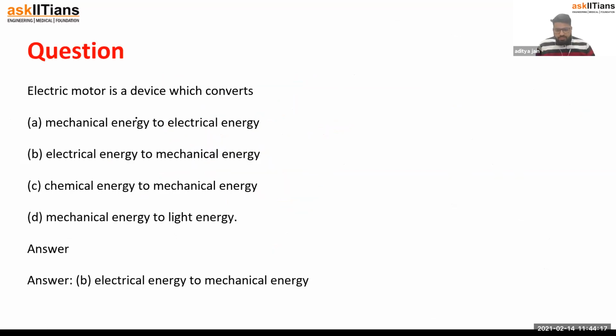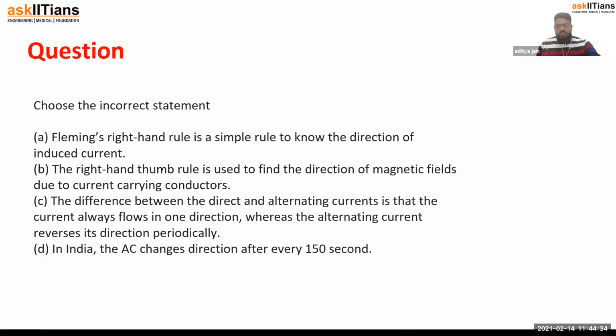Now there's a question. Electric motor is a device which converts electrical energy into mechanical energy. So where is the option? This option B is here, electrical to mechanical energy. Yes, this is the electric motor. Simple.